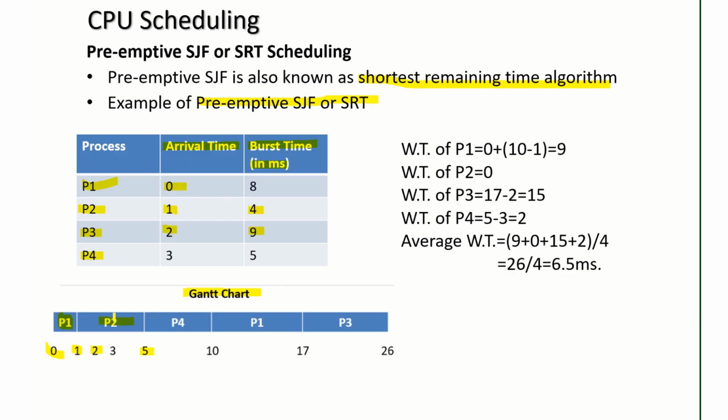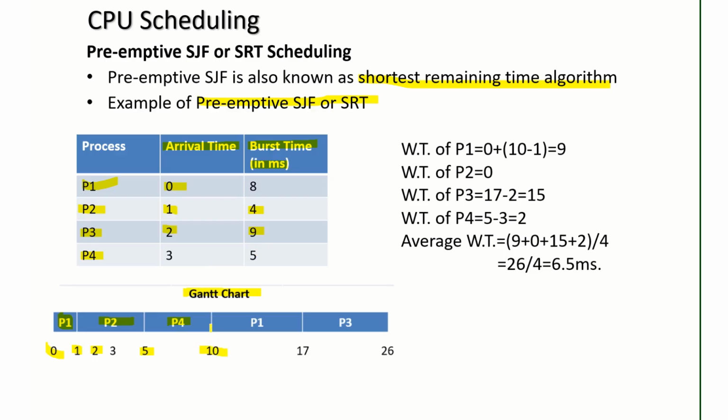So at time t equal to 5, we have to again compare the burst time for the remaining processes. So how many processes are remaining? P4, P1 and P3. P4 requires how many milliseconds? 5. P1 remaining 7 and P3 requires 9. So which is the shortest job? P4. So P4 is scheduled. So 5 plus 5 is 10.